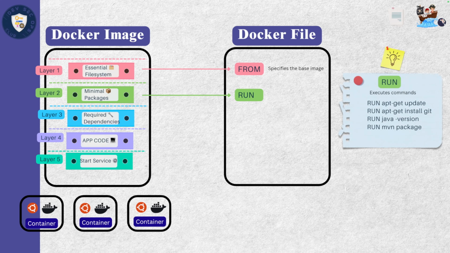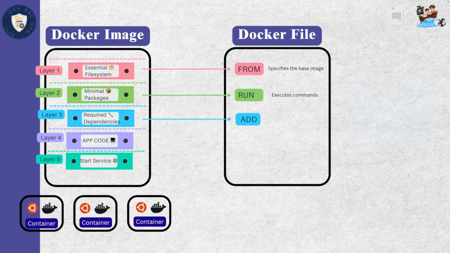You could see RUN is used to execute any of the commands. For example, if you want to execute apt-get update, you can use RUN. If you want to install some packages, you can use RUN apt install. If you want to check the Java version, you can use RUN. If you want to execute Maven-related or any other command, you use RUN. Very simple, right? That's what RUN is for.